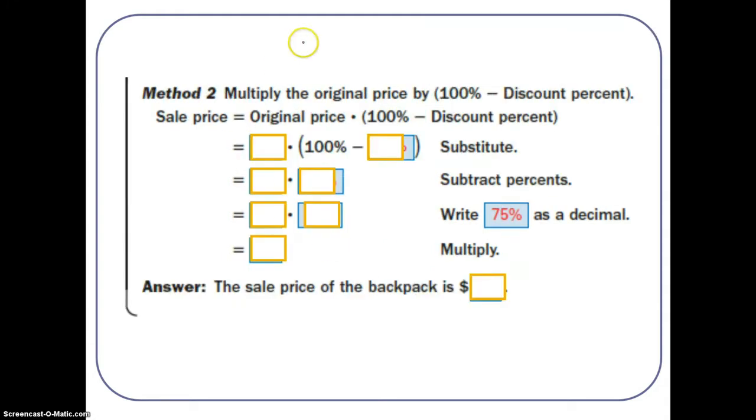Method 2, again, this is the percent of decrease. Take the number times 100% minus the percent, so it's subtracting the percent. Original price was 20 times 100% minus 25%. Change the percent to a decimal and multiply them together. The sale price is $15.